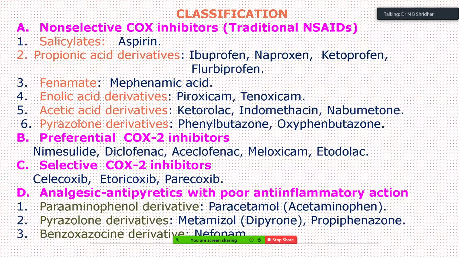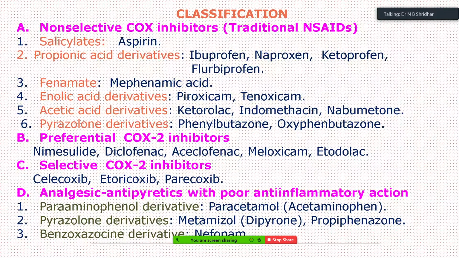The second one is the preferential COX-2 inhibitors. They also act on COX-1, but the action on COX-2 is more. These drugs are nimesulide, diclofenac, aceclofenac, meloxicam and etodolac. So, these are the preferential COX-2 inhibitors. Whereas, the selective COX-2 inhibitors are celecoxib, etoricoxib and parecoxib. All the coxibs are very selective COX-2 inhibitors.